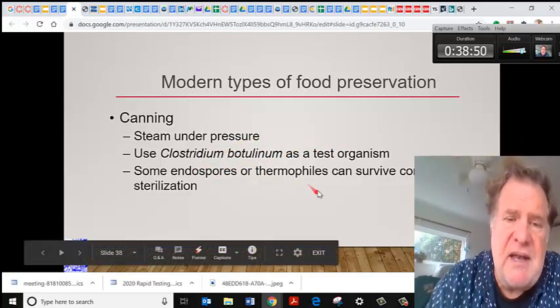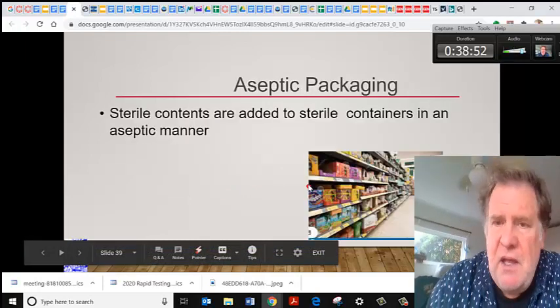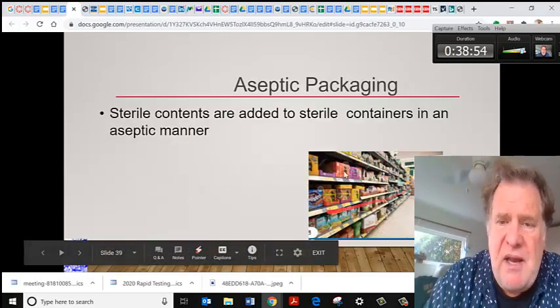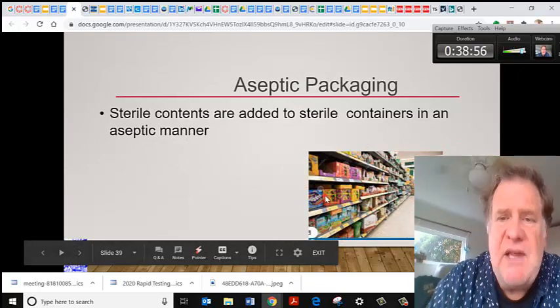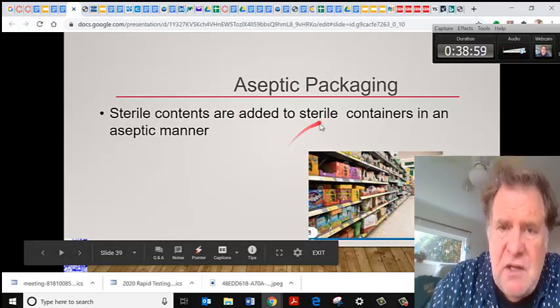Some endospores and thermophiles can survive. And then look at the cans. But again, if you look at the grocery shelf, all that food that's in there is all preserved. We have a number of different ways.